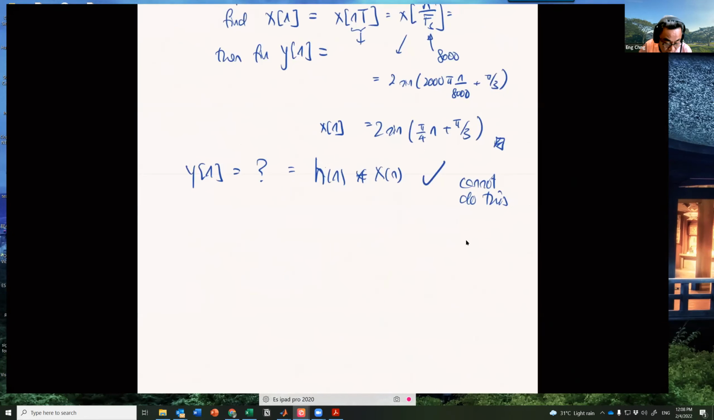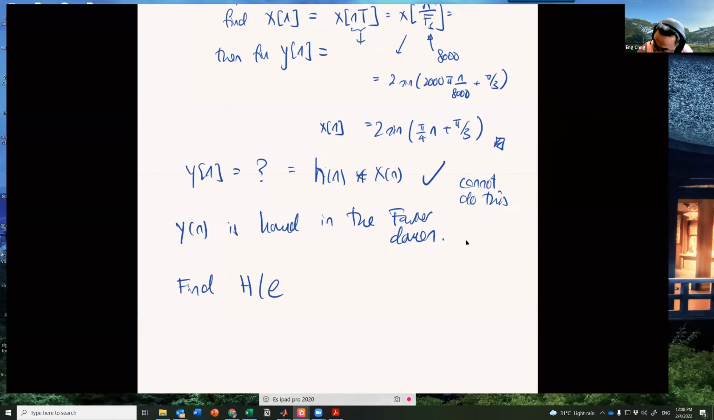All right. So instead, the correct idea is y[n] is found in the Fourier domain. And then after that, I will extract. But I will just tell you how it is done first so that you guys have an inkling. Okay. So the key idea is this. Find H(e^{j omega}) at omega equals pi over 4. That's the key. Why pi over 4?